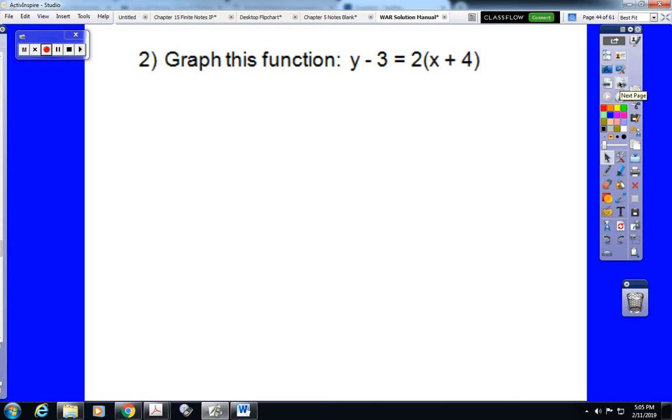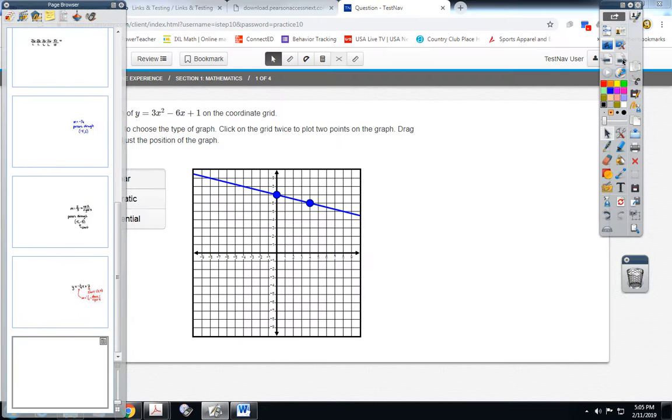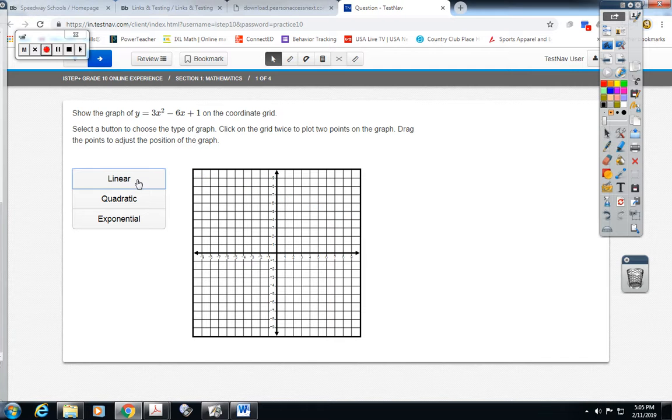Next one here, we're going to graph this function. Let's get everything reset here. Okay, we're going to now graph the line y minus 3 equals 2 times x plus 4. This is in point slope form.